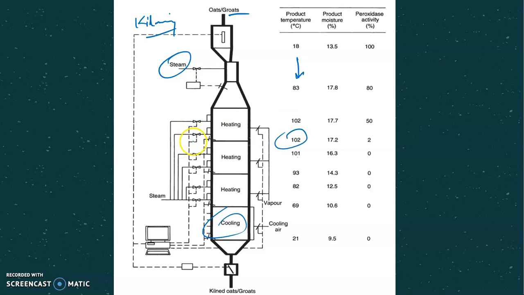So after dehulling, the oats are taken for the killing treatment, which is a heat treatment, and we provide the heat in the form of steam, because we need to increase the moisture a little bit. That is why we use steam instead of dry heat.